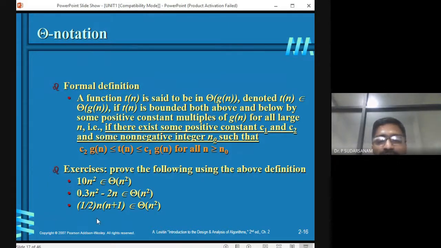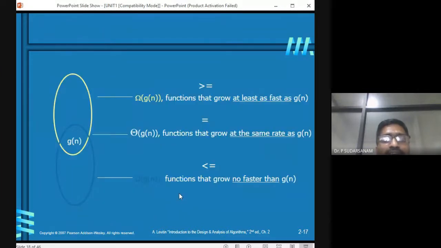Now exercise, prove the following. 10 of n square belongs to theta of n square, 0.3 n square minus 2 of n is theta of n square, and 1 by 2 of n into n plus 1 belongs to theta of n square. I'll tell you how to solve these. You see, g of n is one function, and it is bounded above and below.